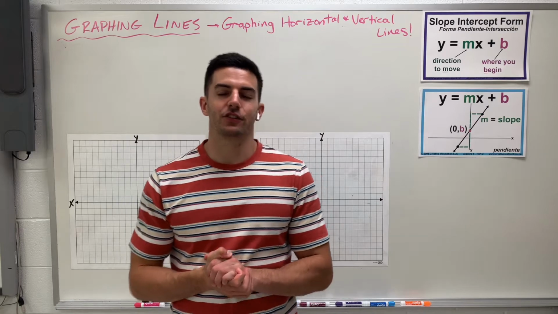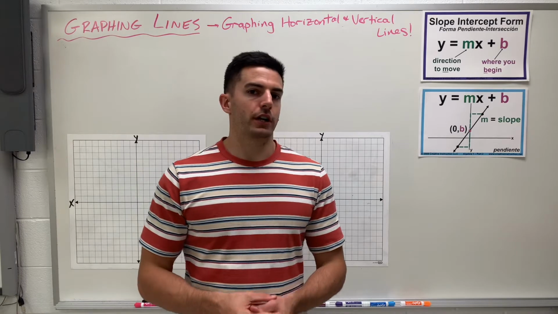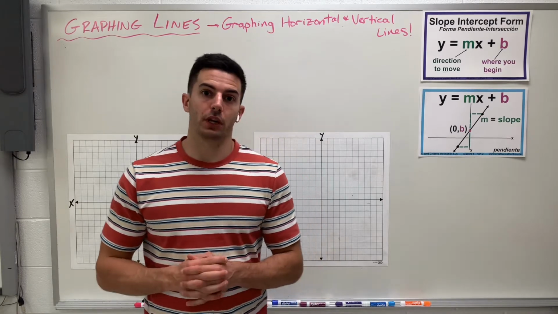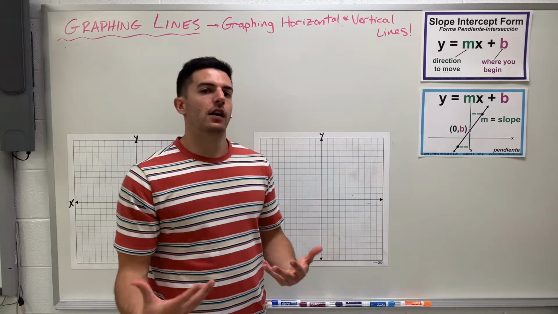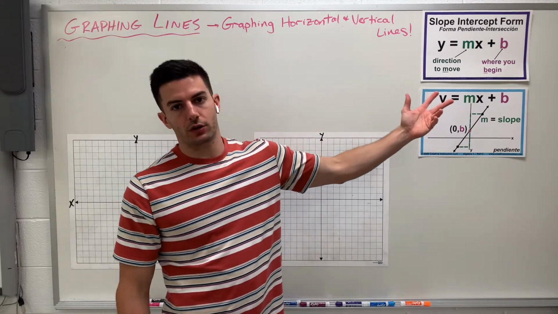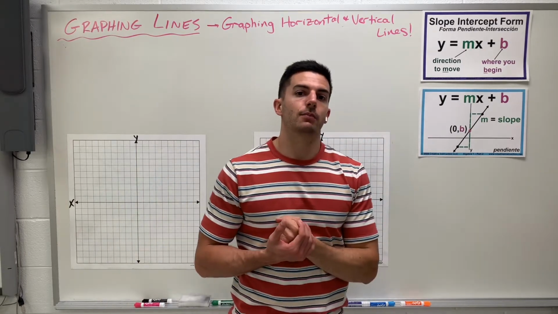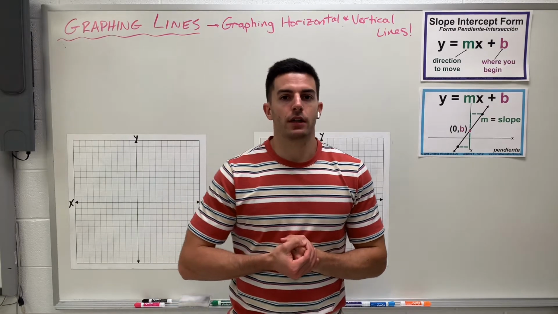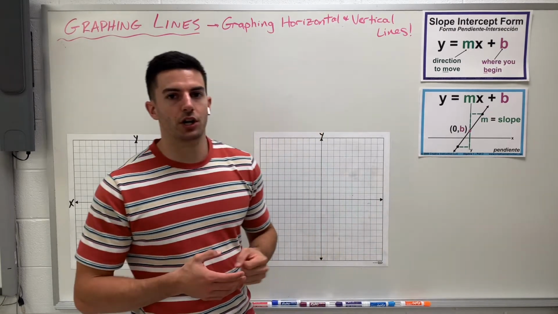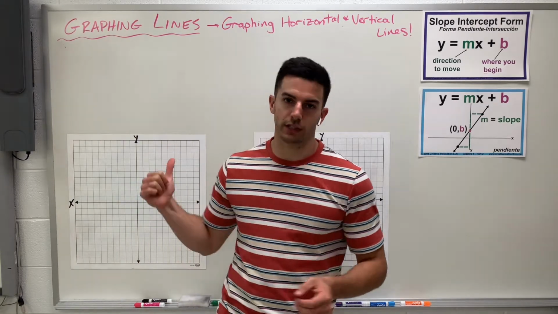Hey guys, in this video we're going to be learning how to graph horizontal and vertical lines. So we've learned how to deal with the basics of slope and y-intercept, the basics of graphing a slope-intercept equation. Horizontal and vertical lines are a little bit different. So I'm actually going to show you how to do this first in Desmos, and then I will do some examples with you on the boards here. So Desmos first, then examples.